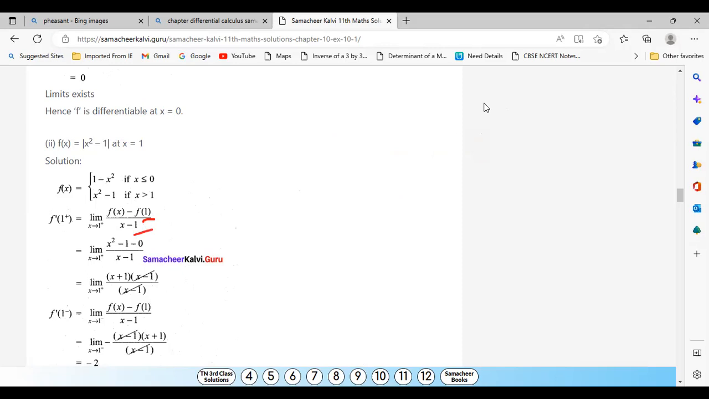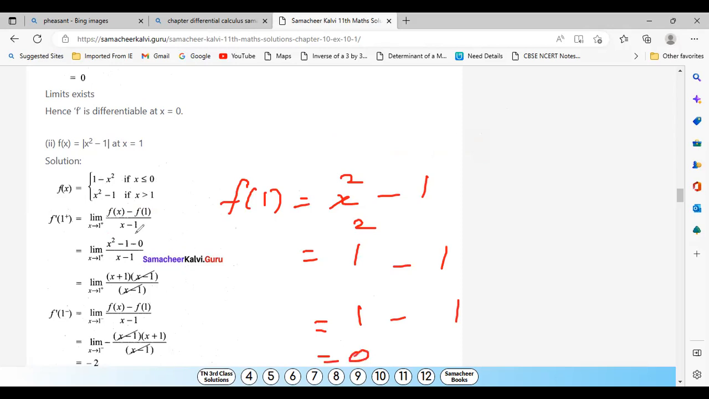So you know what is f of x, and for 1 plus, it means it is greater than 1, right? So f of x is x square minus 1. For f of 1, what do you have to do? You just have to replace x as 1, and it becomes 1 square minus 1. 1 square is nothing but 1 only. So 1 minus 1 is going to be 0. So here you will have 0. Is it clear?